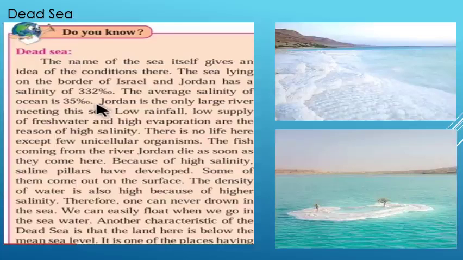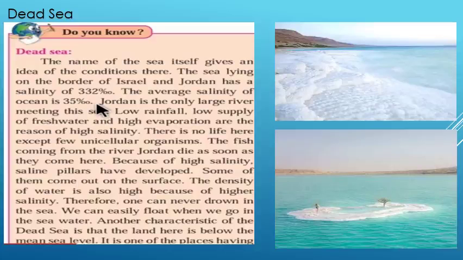As you can see, the salinity is around 332%, which is really very, very high, and it is situated on the border of Israel and Jordan. Jordan is a country, children, and the name of the river is also the Jordan, and it is the only river present there. Okay, so the salinity of the ocean is 35%. The Jordan River is the largest river which is meeting in this sea.